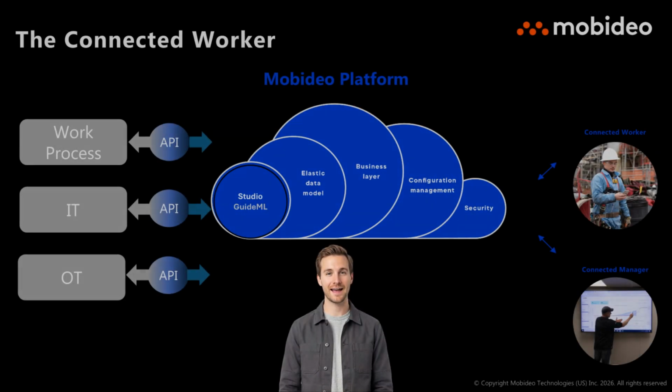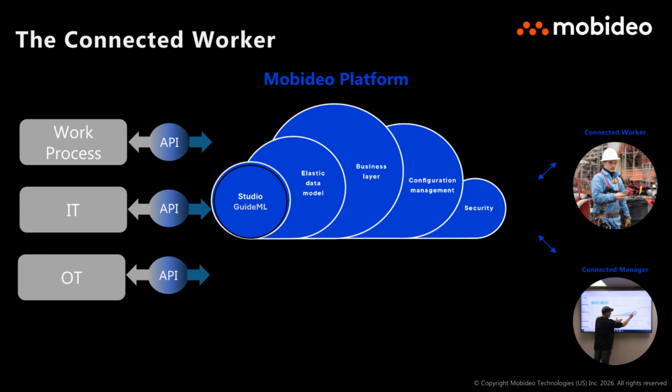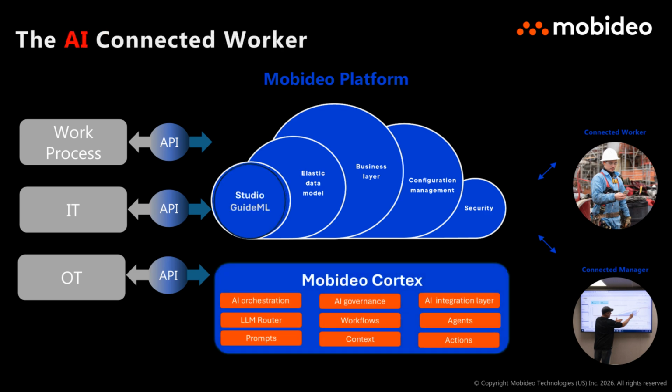Before we look at the AI agent inside the step-out builder, it is important to understand how AI is managed in Mobideo. Mobideo Cortex is the control layer that allows us to build, govern, and run industrial AI in a safe and structured way. It connects agents, prompts, context, workflows, and actions into one managed AI orchestration layer. This means AI is not added as a standalone feature. It is connected to Mobideo's operational data, user workflows, and business rules. One example of this is the AI agent review inside the step-out builder.